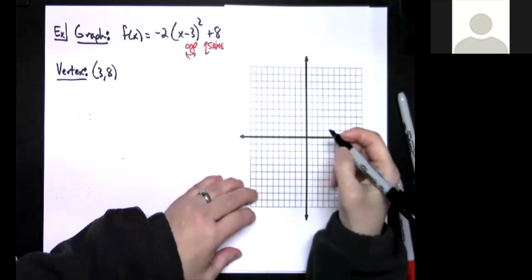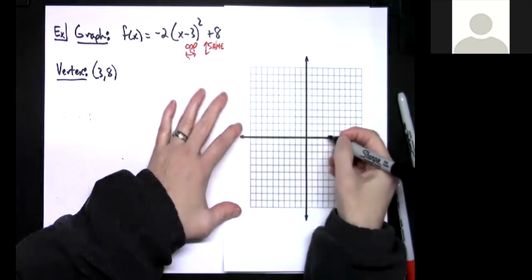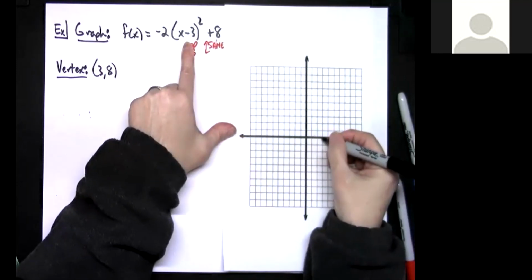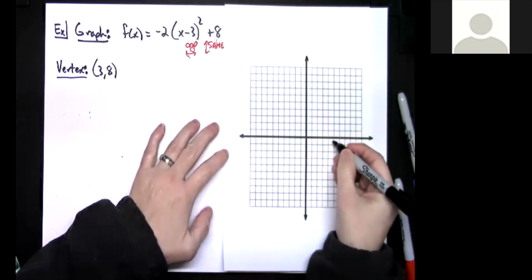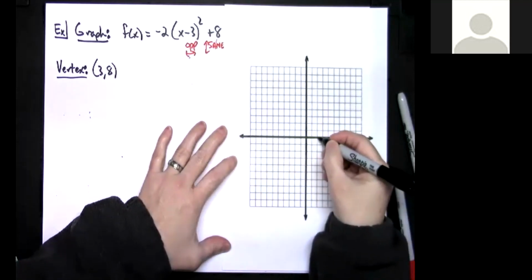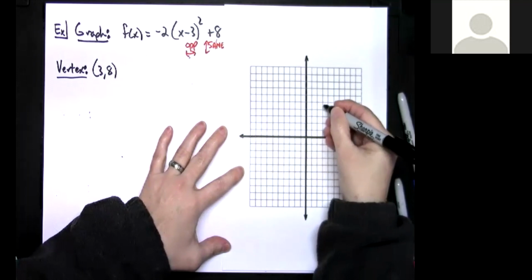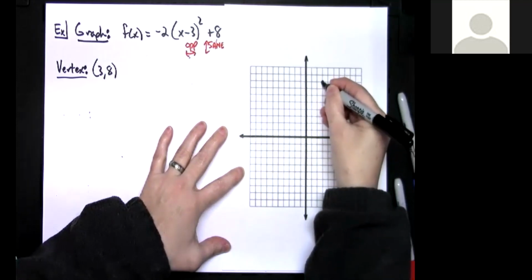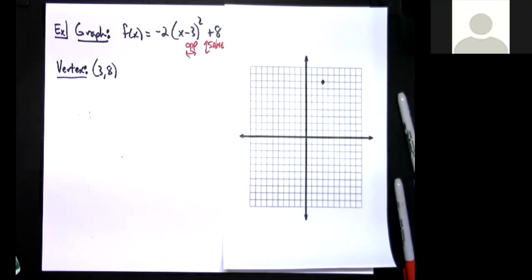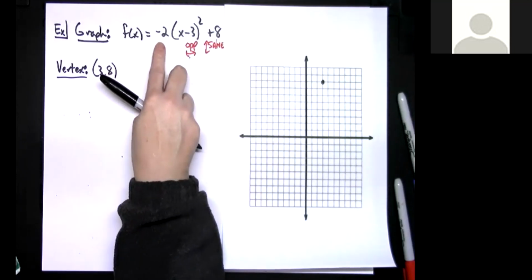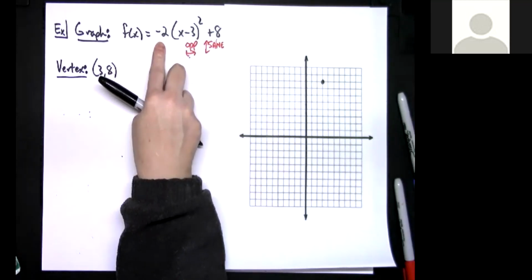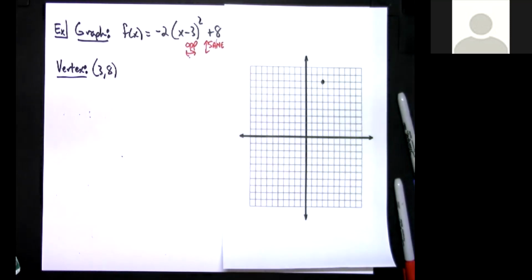If I plotted the vertex, I would go 3 to the right and 8 up: 1, 2, 3, then 1, 2, 3, 4, 5, 6, 7, 8. So right there is my vertex. Now, from our leading coefficient a, that's negative, so I know this is going to be upside down. Let's go ahead and put that on there.